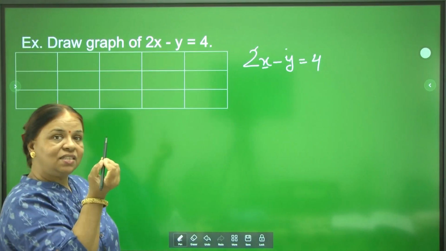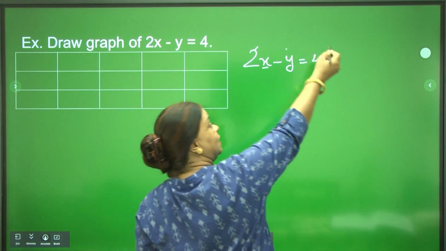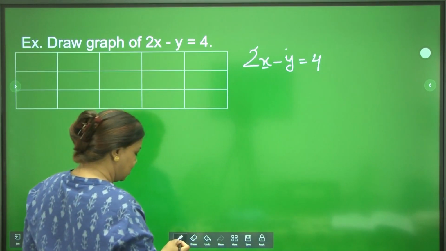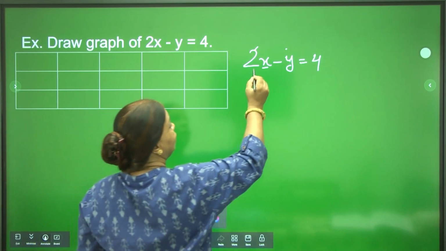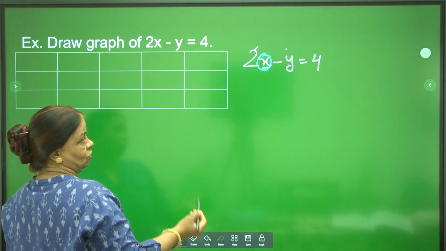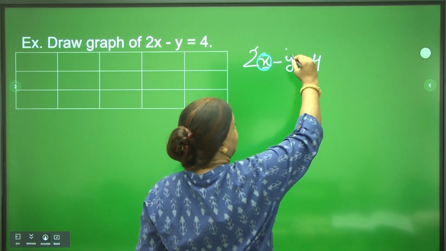See, the x variable has 2 and the y variable has 1. So, it will be easy if I shift the y variable to this side and the number to this side. Then I will be able to assume x values and get the value for y. So, for that I will be shifting y this side.